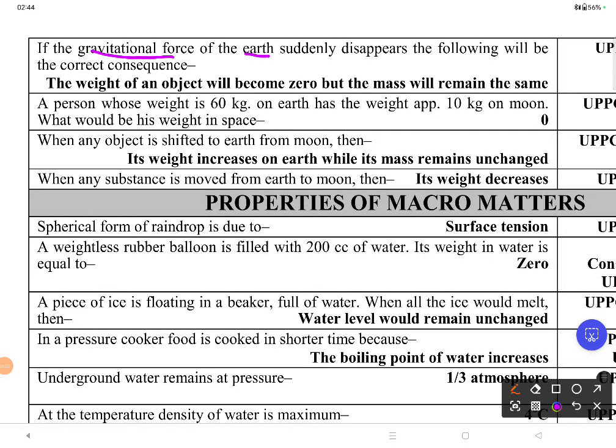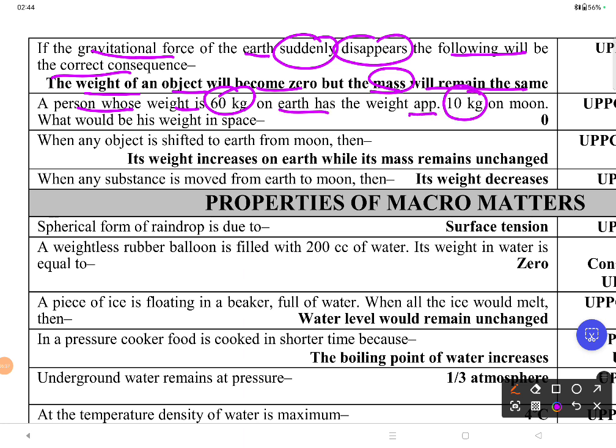If the gravitational force of Earth suddenly disappears, the following will be the correct consequence: the weight of an object will become 0, but the mass will remain the same. A person whose weight is 60 kg on Earth has a weight of approximately 10 kg on the Moon. What would be his weight in space? 0 kg. When any object is shifted to Earth from the Moon, its weight increases on Earth while its mass remains unchanged. When any substance is moved from Earth to the Moon, its weight decreases.